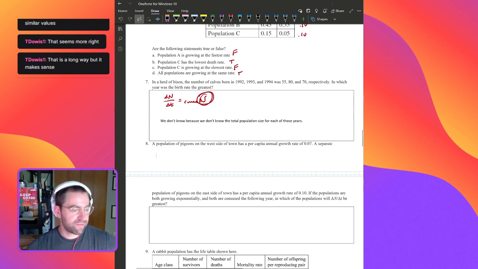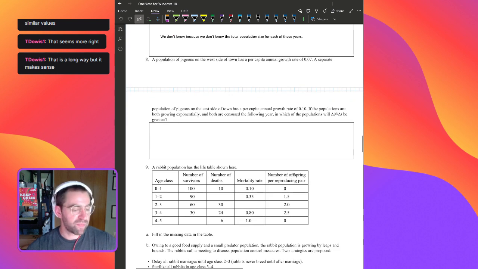Population of pigeons. It's weirdly split between two pages. On the west side of town has a per capita annual growth rate of 0.07, so 7%. A separate population of pigeons on the east side of town has a per capita annual growth rate of 10%. If the populations are both growing exponentially and both are censused the following year, in which of the populations will delta n over delta t be greatest?